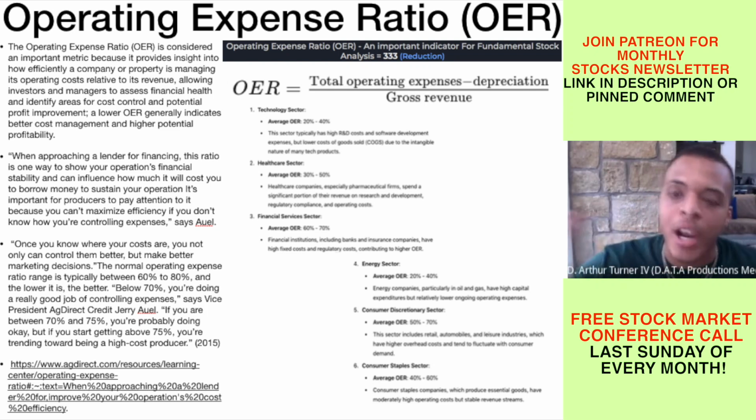Operating expense ratio, OER. So what is an operating expense ratio? The operating expense ratio, OER, is considered an important metric because it provides insight into how efficiently a company or property is managing its operating costs relative to its revenue, allowing investors and managers to assess financial health and identify areas for cost control and potential profit improvement.